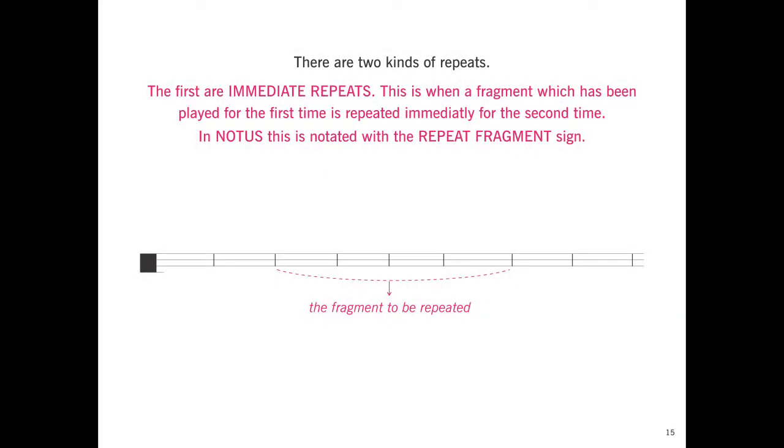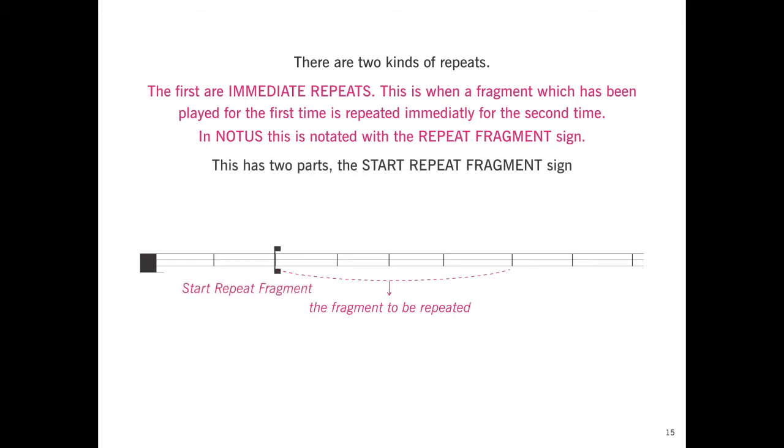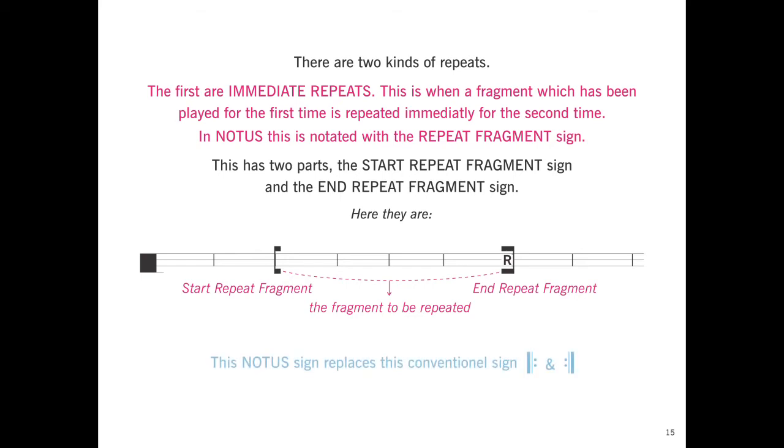There are two kinds of repeats. The first are immediate repeats. This is when a fragment, which has been played for the first time, is repeated immediately for the second time. In Nodus this is notated with the repeat fragment sign. This sign has two parts. First, the start repeat fragment sign. And second, the end repeat fragment sign. Here they are.